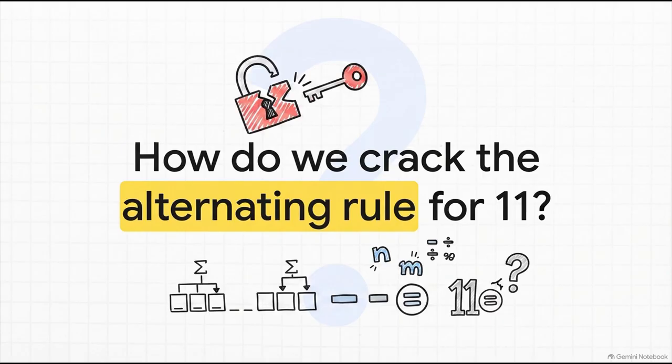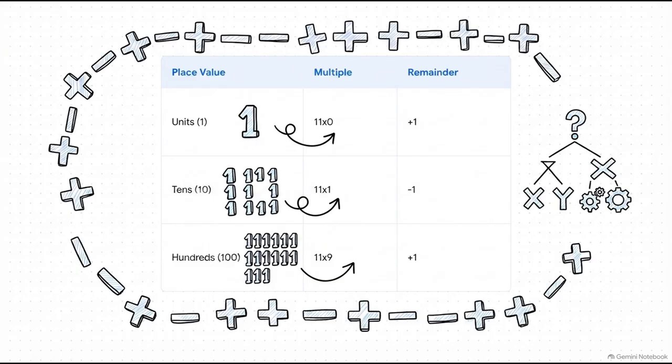Okay, let's dive into the trickiest one. The rule for 11 is notoriously weird. To check for divisibility, you're supposed to add up the digits in the odd positions, add up the digits in the even positions, and then subtract them. Seriously, how do we use algebra to make sense of this bizarre alternating digit rule? Let's take a look at place value, multiples of 11, and remainders.